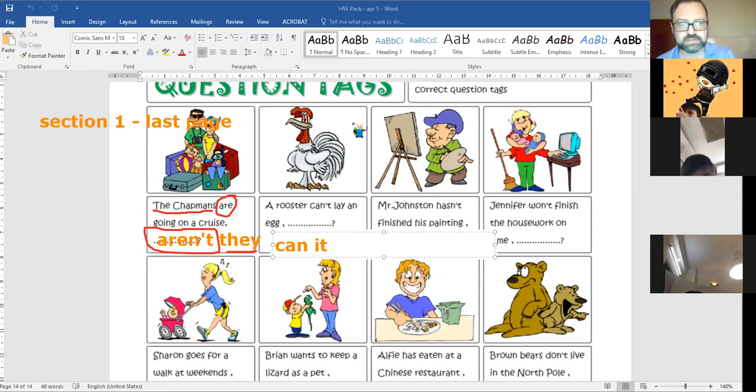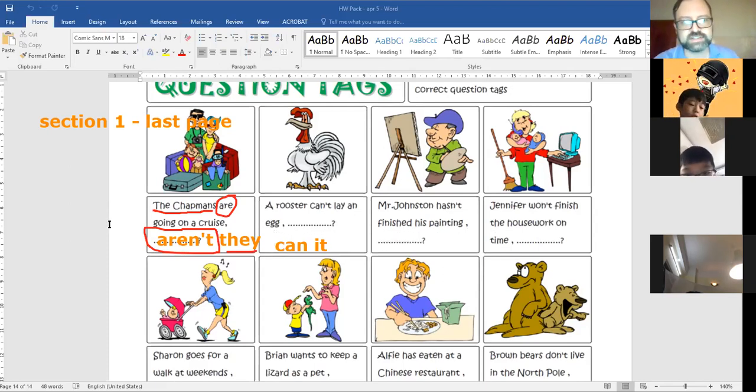Whoops, we got some more kids. All right, so a rooster can't lay an egg, can it? It matches with the rooster here. There's only one rooster and it's an animal, so we have put it. And then can't is the opposite of can. A rooster can't lay an egg, can it?